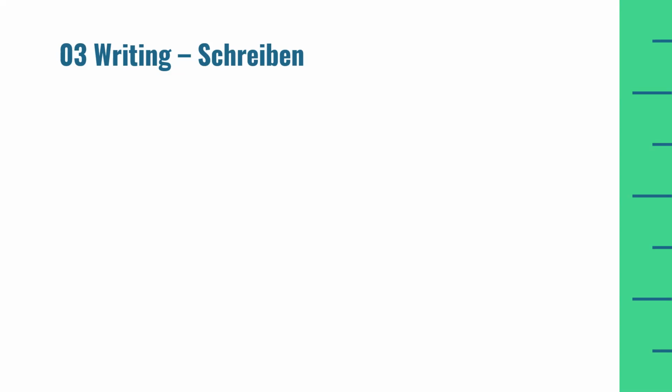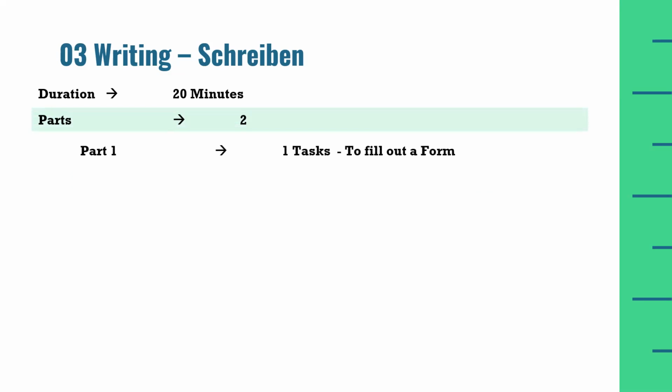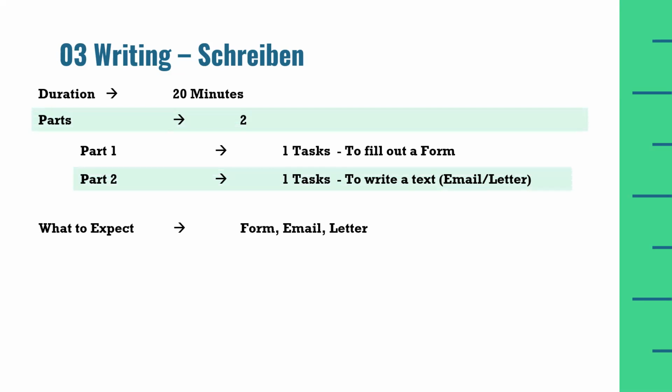Writing in German language is called Schreiben, and for this section we will be provided 20 minutes. This writing section consists of two parts. Before we go into the details of these parts, first, let's see what we can expect in the writing section. In the writing section, we may have to fill a form, write an email, or write a letter. In the first part of the writing section, we will be given one task, and the task will be to fill out a form.